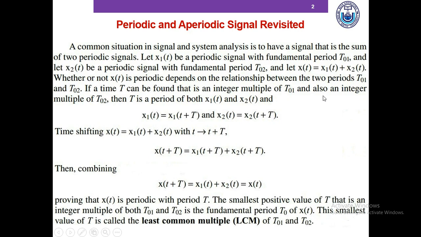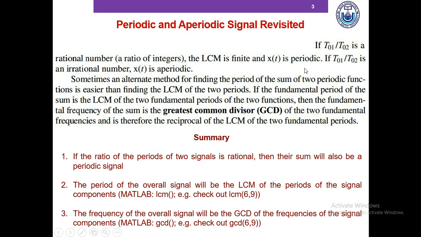If we find that the ratio of the two periods of x1 and x2, the component signals, is an irrational number, that is, it cannot be expressed as a fraction, then we say that x of t, the sum of the two signals, is an aperiodic signal. So to summarize, if the ratio of the periods of two signals is rational, then their sum will also be a periodic signal.